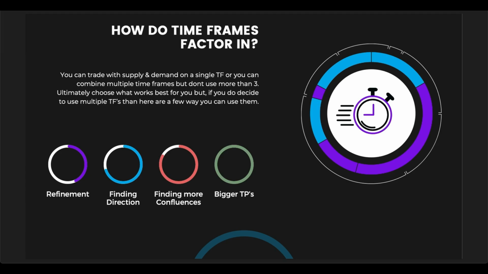Next is finding more confluences. You can go on different time frames to look for more points of interest, look for more entries, look for whatever it is that your confluences are for the day or for the week by using multiple time frames. And lastly, you can find bigger take profits. For instance, if you are scalping on a lower time frame, but you might be targeting an order block on a much higher time frame, you would hold your trades for a little longer, but you get in at a really good discount or premium.